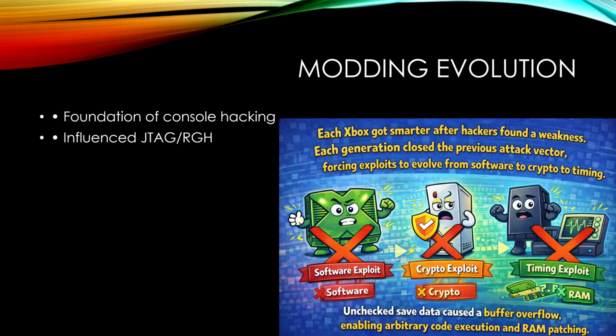The Xbox trusted a game save and got tricked into running a new program. Unchecked save data caused a buffer overflow, enabling arbitrary code execution and RAM patching. Each Xbox got smarter after hackers found a weakness. Each generation closed the previous attack vector, forcing exploits to evolve from software to crypto to timing.